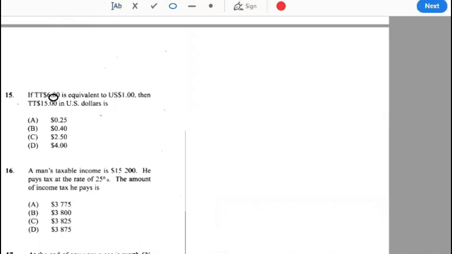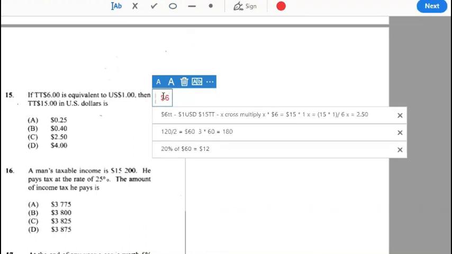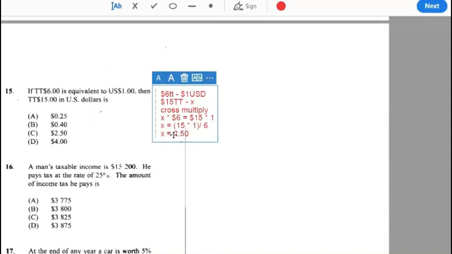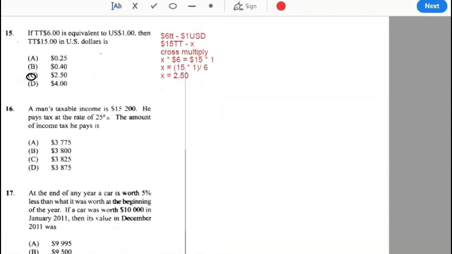So if $6 TT is equivalent to US $1, then TT $15 is how much US? So $6 TT is equal to 1 US, $15 TT is equal to X. So we cross multiply, so it's X multiplied by 6 TT dollars and 15 TT dollars multiplied by 1. So solving for X, X is equal to 15 multiplied by 1 divided by 6. X is equal to $2.50. So our answer here is C.